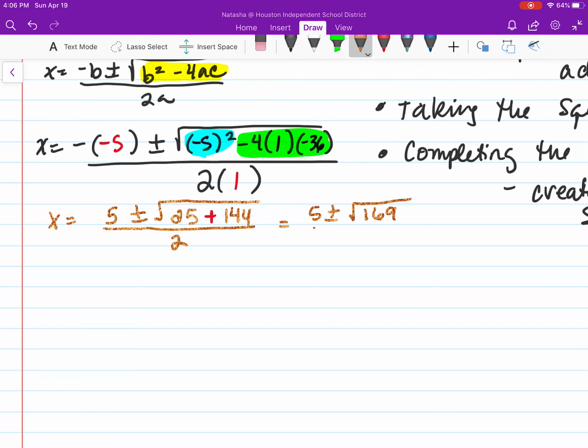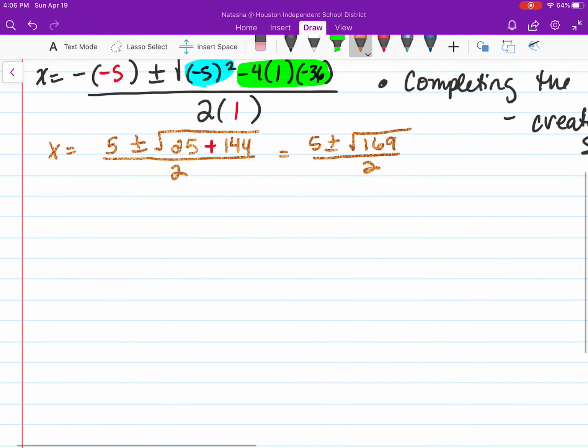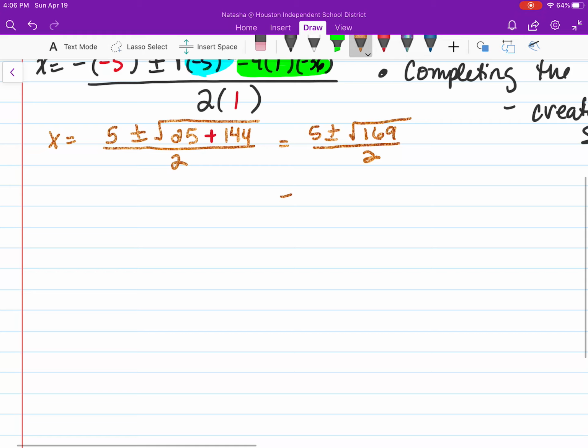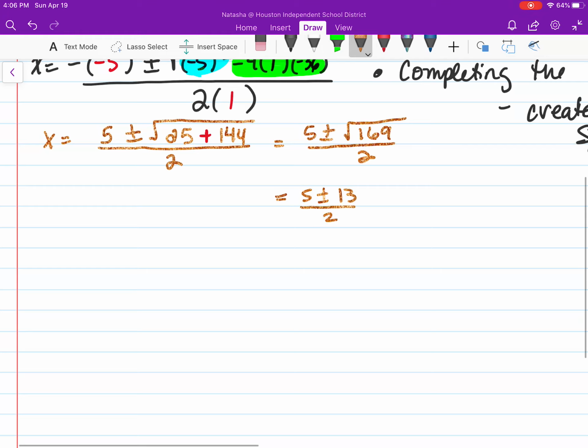So that's going to give me 5 plus or minus the square root of 25 plus 144, which gives me 169. So that's going to be the square root of 169 over 2. Okay, now the square root of 169 is a perfect square of 13. So this is going to be 5 plus or minus 13 over 2.